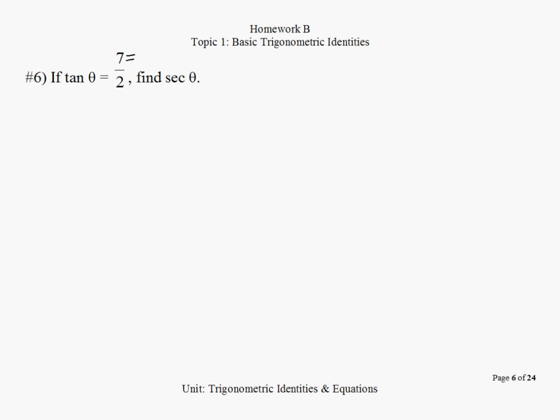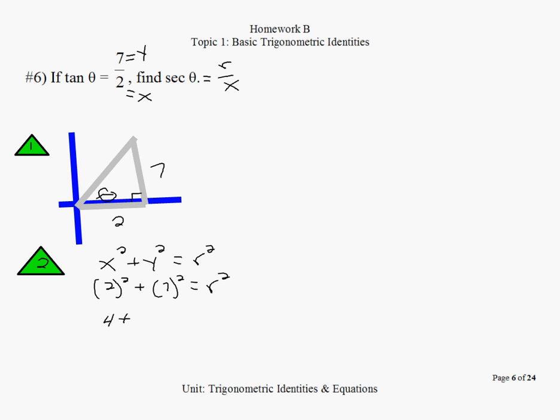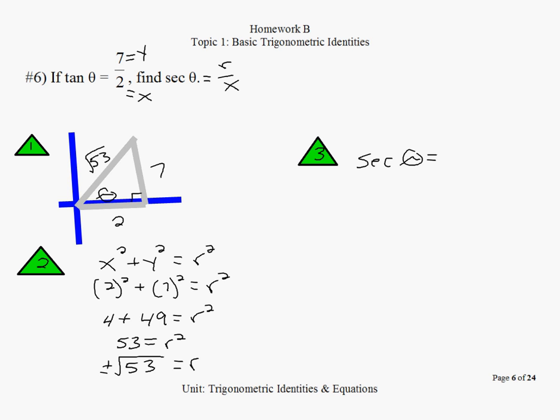Number 6. Once again, we got y over x because it's tangent. We want to know what r over x is, because that's what secant is. Use the Pythagorean theorem, just like we did for the other ones. You're going to find that r is plus or minus square root of 53. It's a radius, so it's positive square root of 53. Therefore, secant of theta is square root of 53 divided by 2.